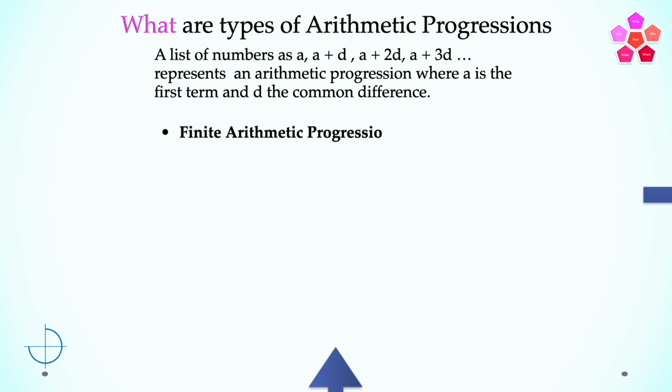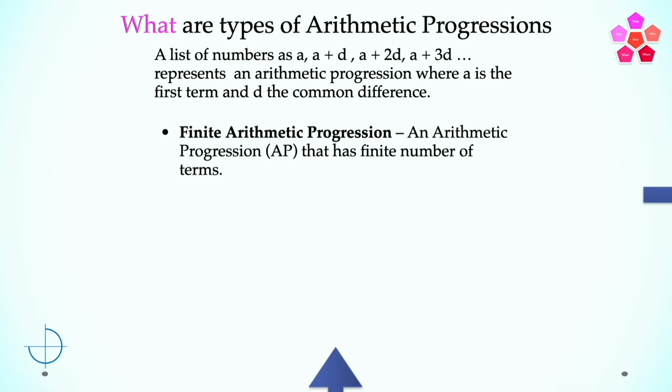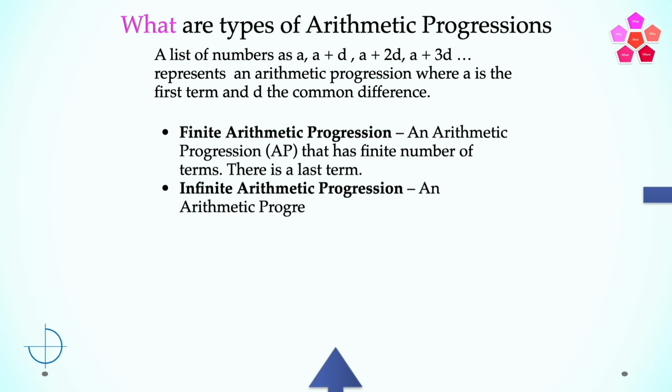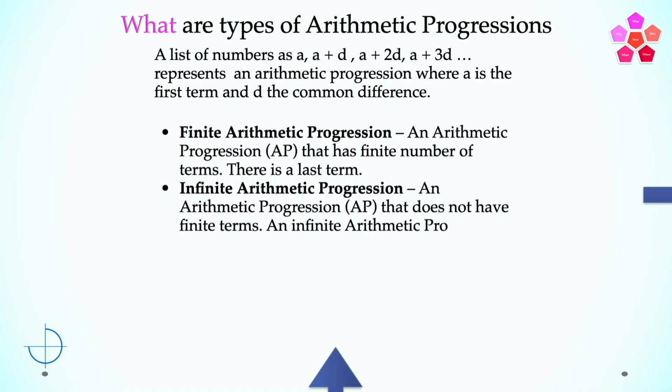Finite arithmetic progression, which is an arithmetic progression (AP) that has a finite number of terms. In other words, there is a last term. The second categorization can be infinite arithmetic progression. An arithmetic progression (AP) that does not have finite terms, that is, eventually an infinite arithmetic progression does not have a last term. Let's solve some examples to check what we have learned.